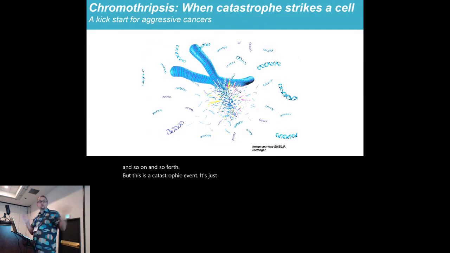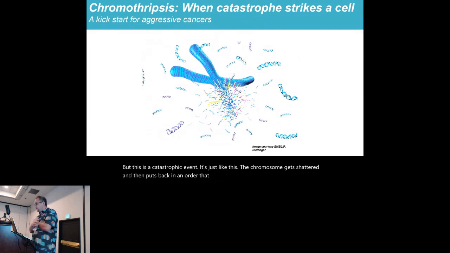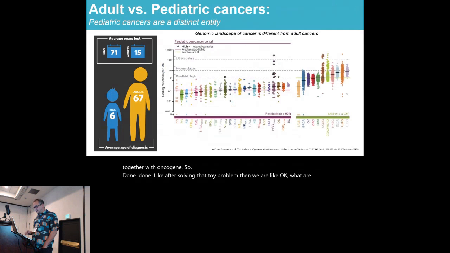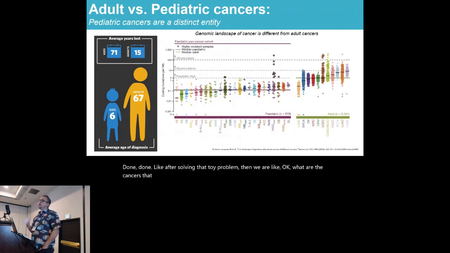The chromosome gets shattered, and then is put back in an order that is really difficult to understand. What kinds of events happened is important, because genes may be fusing to one another, genes may be breaking, and non-coding elements may be coming together, like enhancers that are not supposed to regulate an oncogene coming together with the oncogene. So after solving that toy problem, we asked: what are the cancers that have chromothripsis events happening?